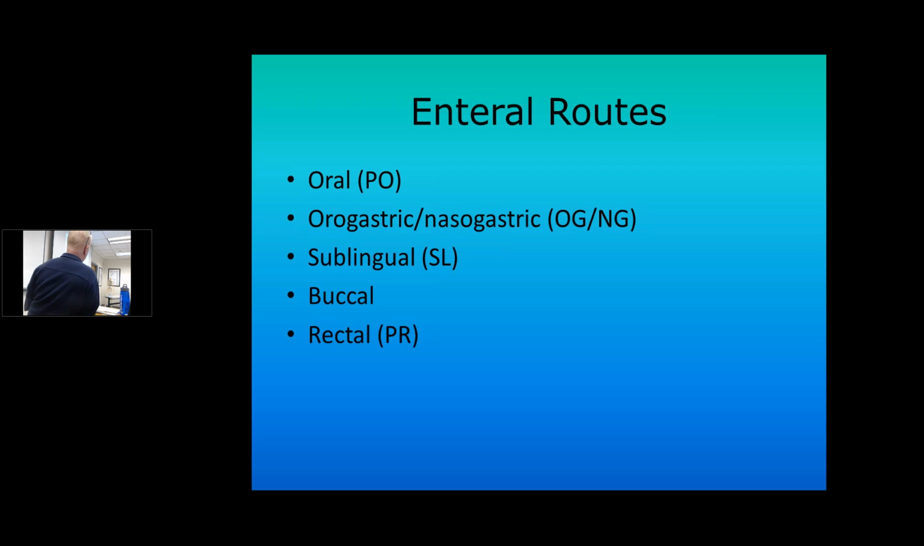What's buccal? In the cheek, right? What do we give buccal? Glucose. Glucose, right. So glucose gel, right? And so the idea in terms of buccal, there's a number of different drugs out there outside of that, but it's probably the most common one that we talk about. And again, depending on what the drug is and everything else like that, rectal may be enteral, rectal may be parenteral. It just depends.